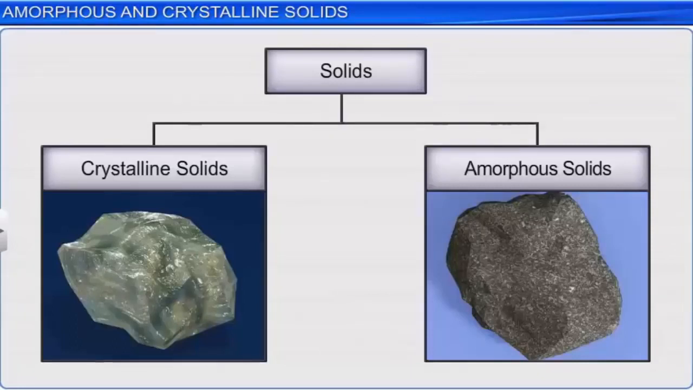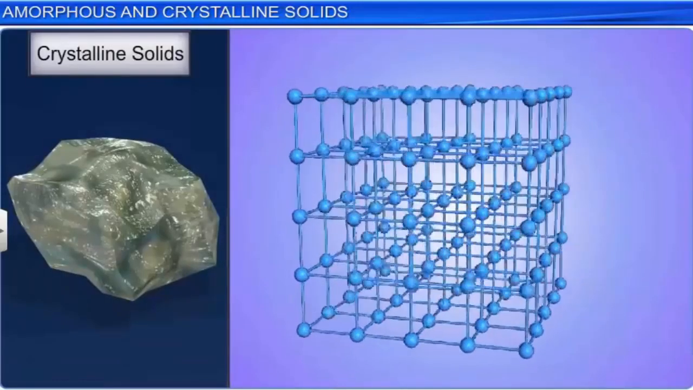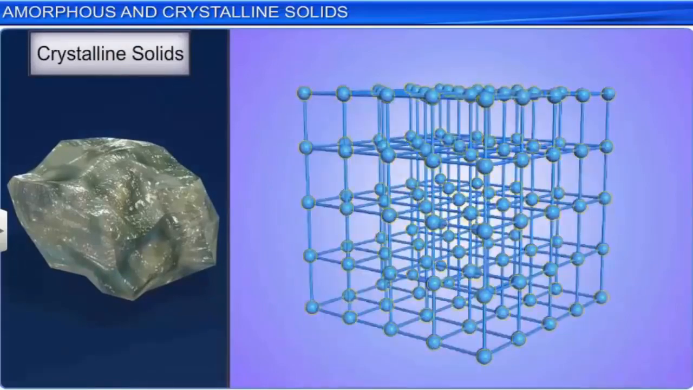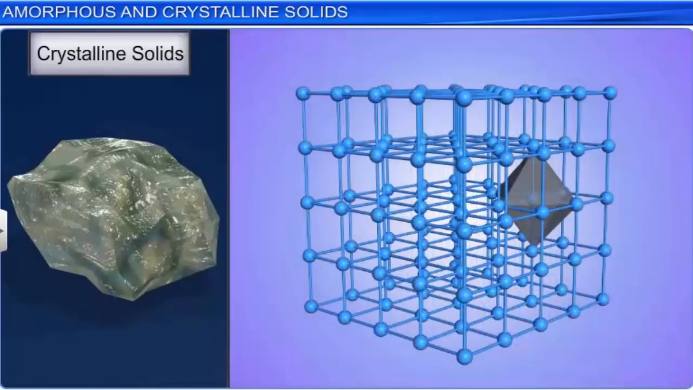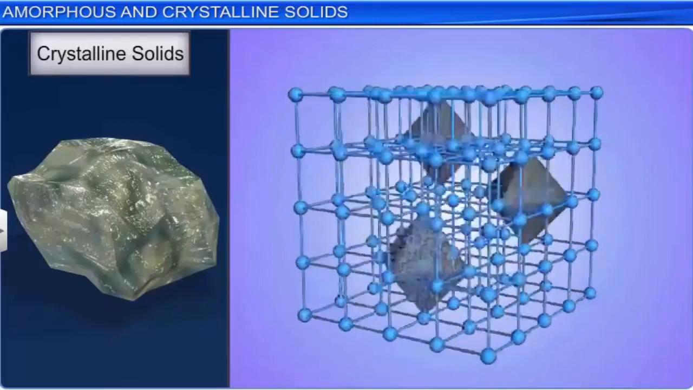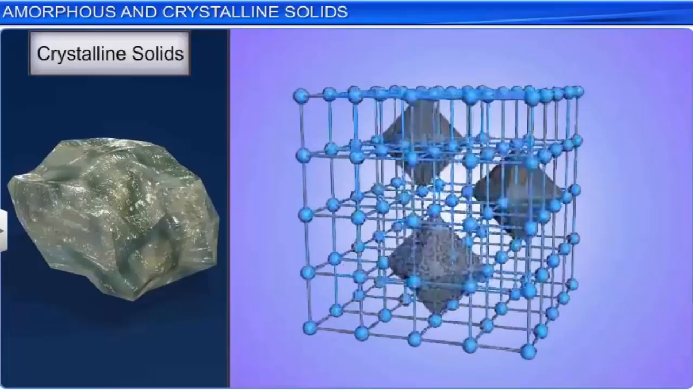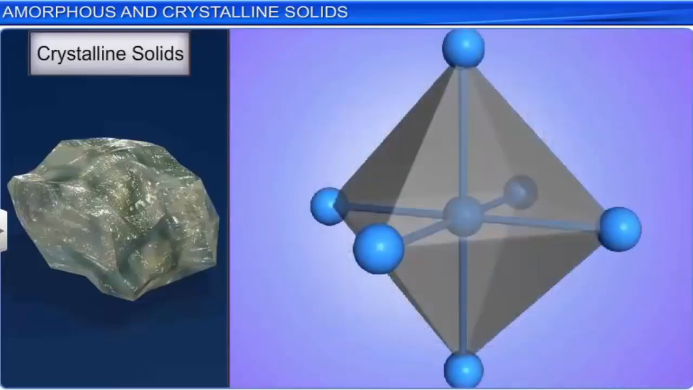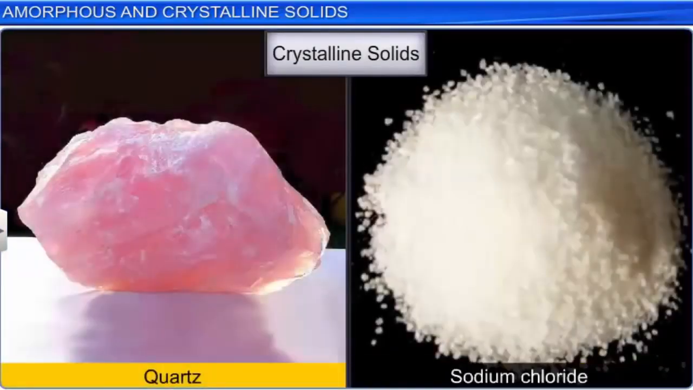Based on the arrangement of its constituents, solids are broadly classified into two categories. They are crystalline solids and amorphous solids. Crystalline solids have an orderly arrangement of their constituent particles, such as atoms, ions, or molecules, in 3 dimensions. They are arranged in an orderly manner to give a definite geometry to the crystal. Thus, a crystal is defined as a solid figure that has a definite geometrical shape, with flat faces and sharp edges. Quartz and sodium chloride are examples of crystalline solids.